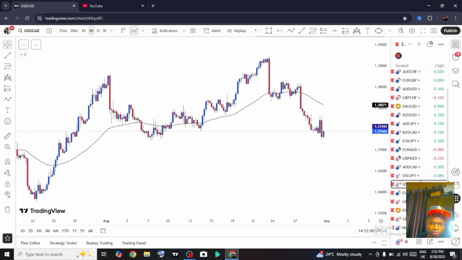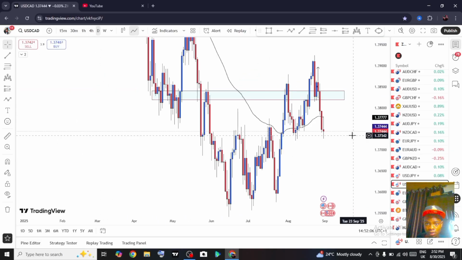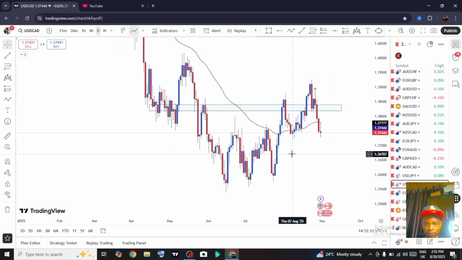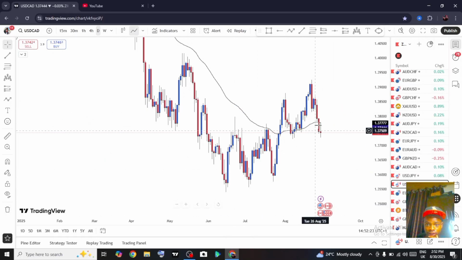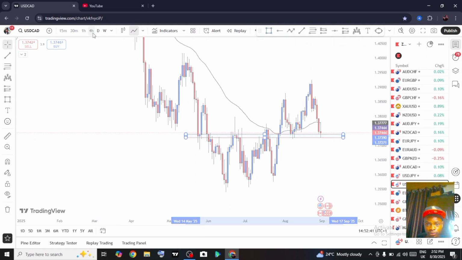USDCAD. USDCAD seems to be switching bearish right now. So let's delete everything. As you can see, price was clearly bullish and then it is now currently bearish. At least if it closed below this low, it's clearly bearish. So let us draw this area of interest right here on the daily time frame, right? So 4 hour time frame.